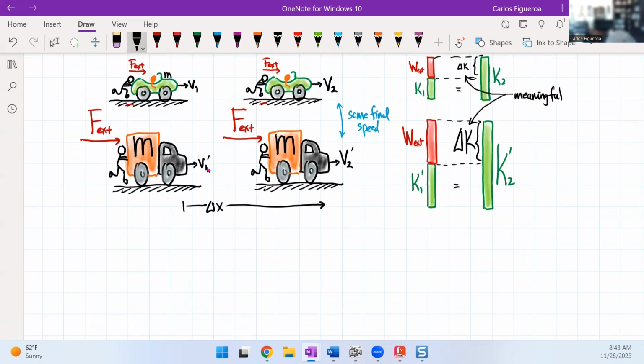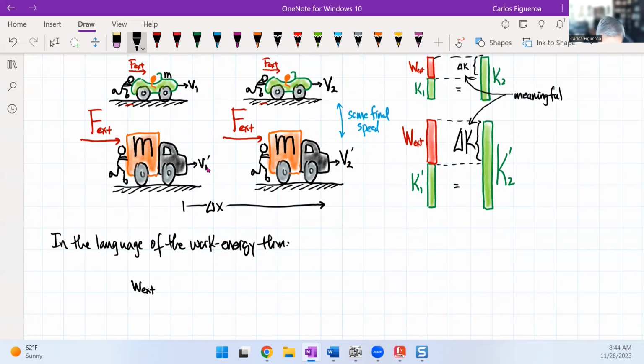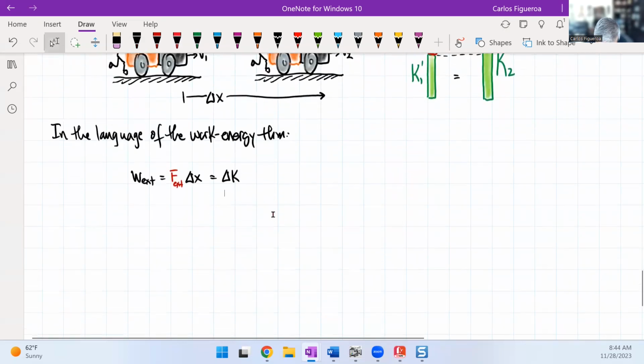Again, in the language of the work energy theorem, what do we say here? Well, the car took just a little bit of external work, and the reason why is that we applied only a small external force, and that caused a lower change in kinetic energy.